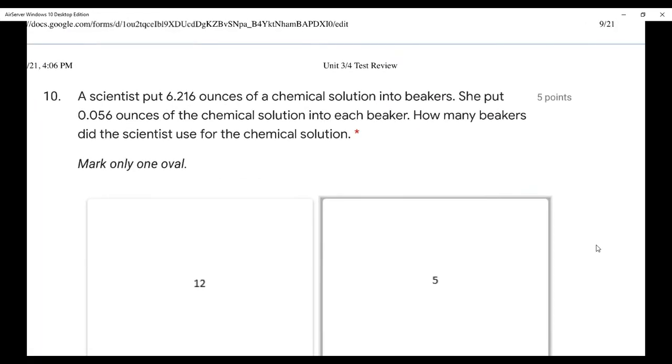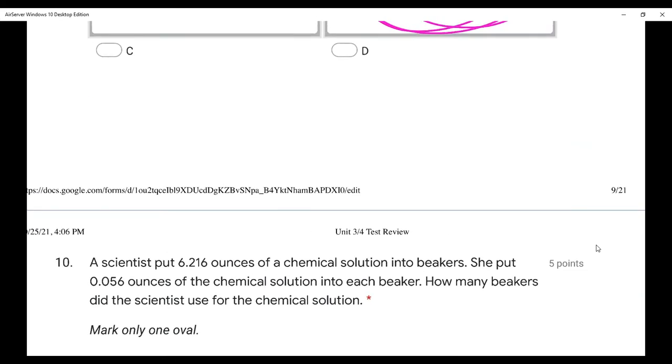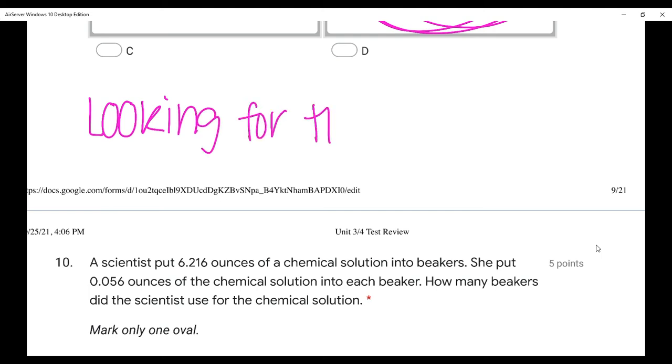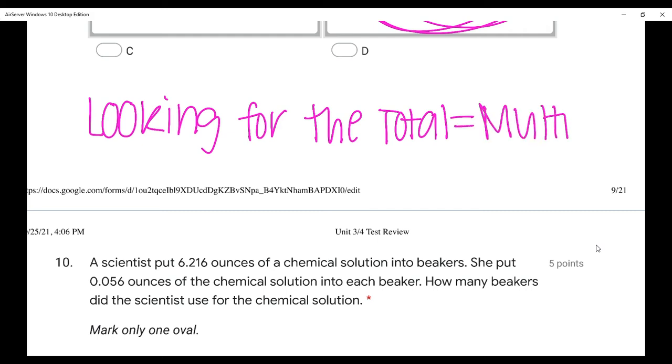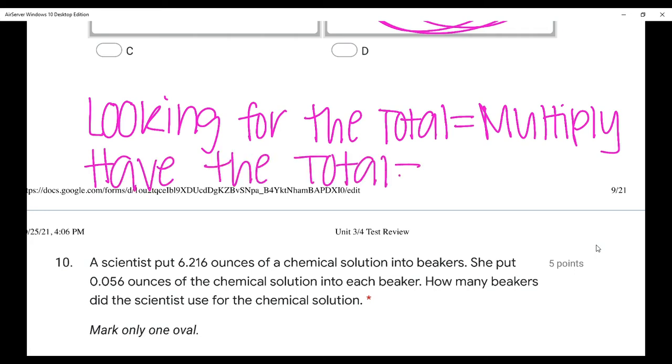Okay? A scientist put 6 and 216 thousandths ounces of chemical solution into beakers. She put 56 thousandths ounces of the chemical solution into each beaker. How many beakers did the scientist use for the chemical solution? So remember, if we are looking for the total, we multiply. If we have the total, we divide.